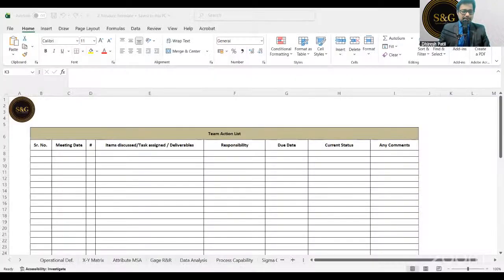Now, once you do that, we'll go to the measure phase template, right? So let me open the measure phase template for you. All right. So here we go, the measure phase template.